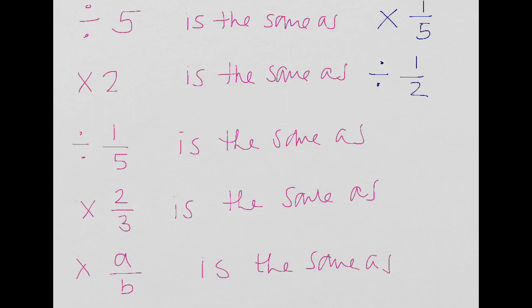So dividing by 1/5 is the same as multiplying by its reciprocal, which is 5. So multiplying by 2/3 is the same as dividing by its reciprocal, which is 3/2. And multiplying by a over b is the same as dividing by b over a. Did you get all of those correct? If you did, well done. If you didn't, go back, understand where that misconception is, why you're not quite getting it right, and then you need to do some practice.